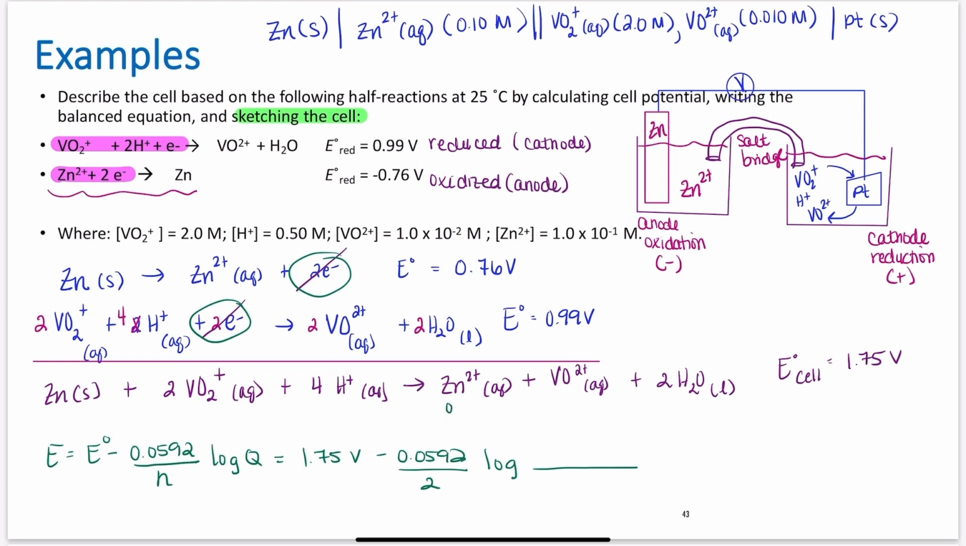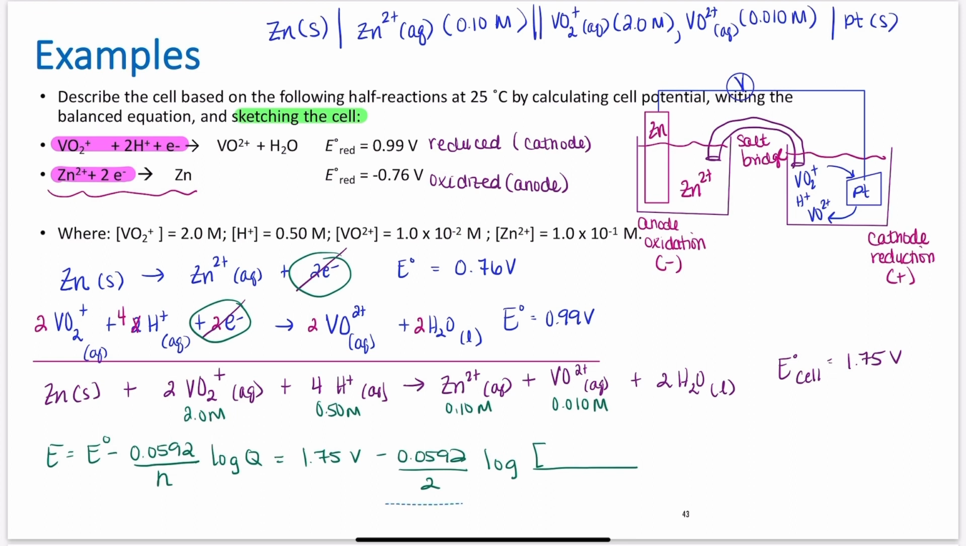I know my zinc is 0.10 molar. The VO 2 plus is 0.010 molar. The VO2 plus 1 charge is 2 molar. And my H plus is 0.5 molar.